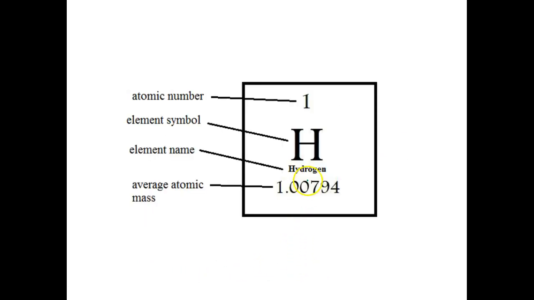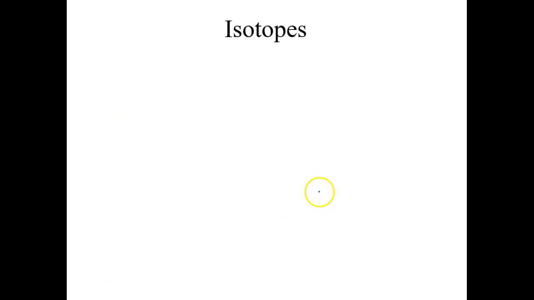Okay. Here's our symbol. Remember how to read it. This is going to be your atomic number. A equals P equals E. Atomic number equals your protons equals your electrons. This is our atomic symbol, our chemical symbol, element symbol. This is the element name. This is the average atomic mass. In our next video, we'll figure out how we get that number.